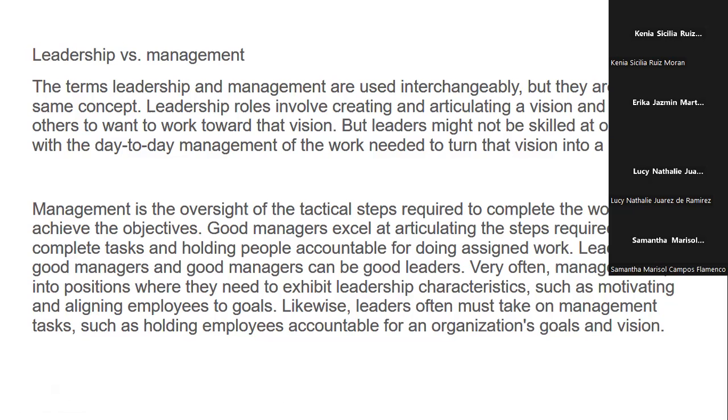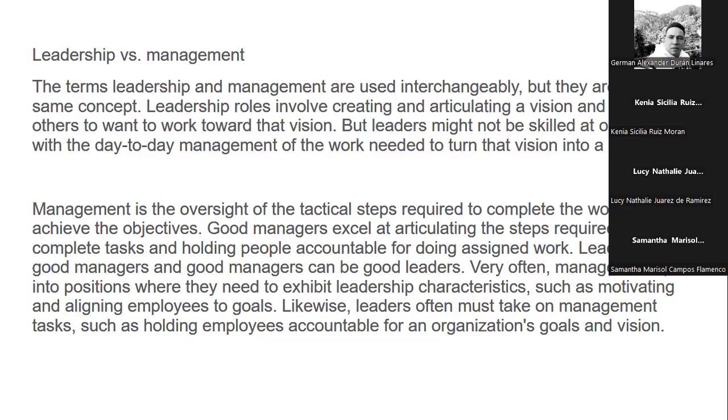Leadership roles involve creating and articulating a vision and inspiring others to want to work toward that vision. But leaders might not be skilled at or involved with the day-to-day management of the work needed to turn that vision into reality. Management is the oversight of the tactical steps required to complete the work and achieve the objective. Good managers excel at articulating the steps required to complete tasks and holding people accountable for doing assigned work. Leaders can be good managers, and good managers can be good leaders.